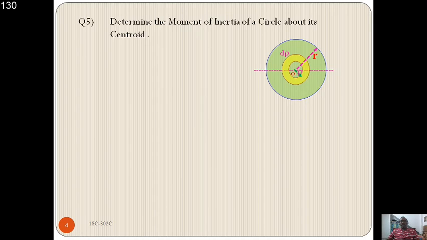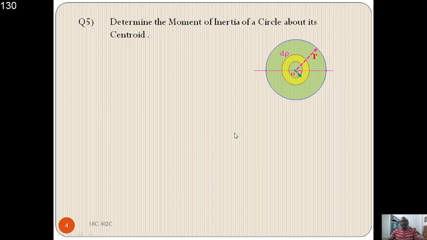In the previous four or five sessions, we already discussed how to determine the moment of inertia of a circle about its centroid. Since it has been categorized under a separate topic, we are presenting it to you, and we will extend this topic to the problem area too.